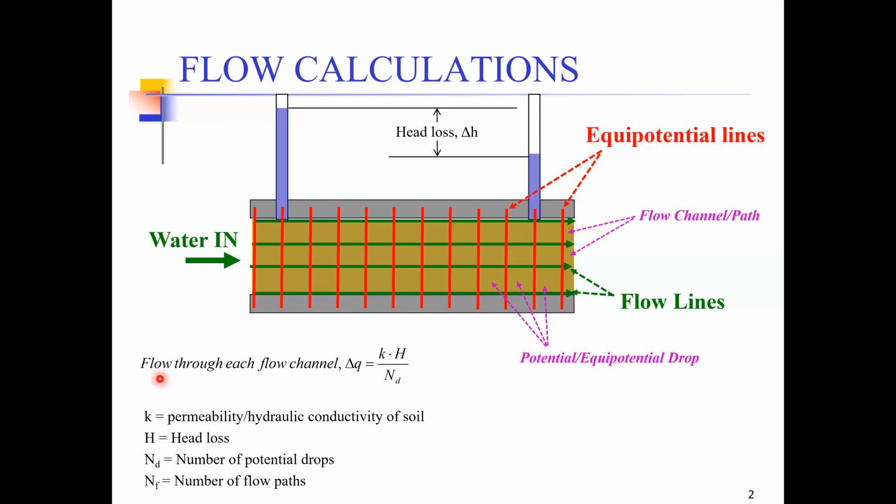As you can see, this equation gives us the amount of water flowing through a single flow channel. So if we want to determine the amount of water flowing through all these flow channels, we can simply multiply this with the number of flow paths or the number of flow channels, that is NF. So if we multiply our equation with the number of flow paths, we can determine the total flow of water through this stratum. So by making use of this simple equation, we can determine the total discharge of water through the soil.